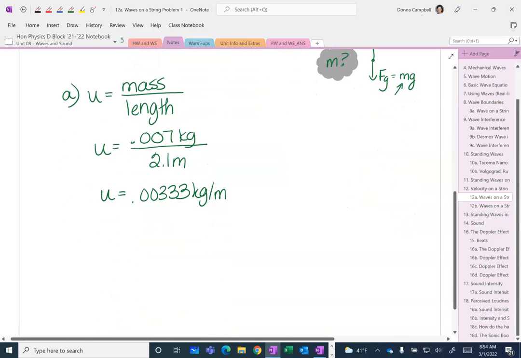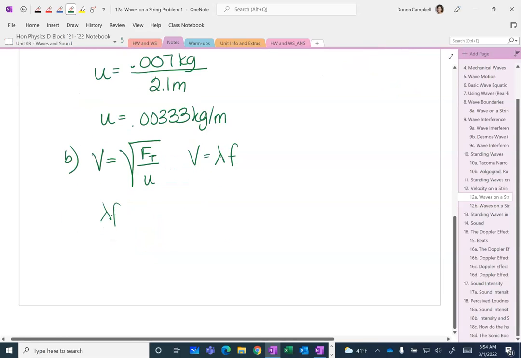So another equation we know is that the velocity is equal to the square root of tension over the linear mass density. Well, we also know that velocity is equal to wavelength times frequency. Lambda times frequency is equal to the square root of F_T over u. That seems like we have enough stuff. The question is, what's lambda?